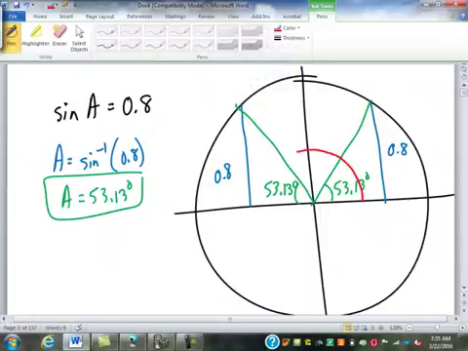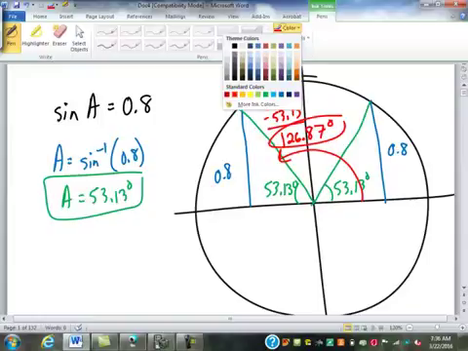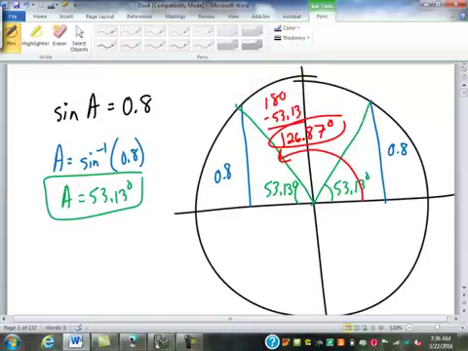Which means the actual angle is 180 minus 53.13, or 126.87 degrees. Look familiar? And that's only on the inverse sine. And I'll show you in just a second.